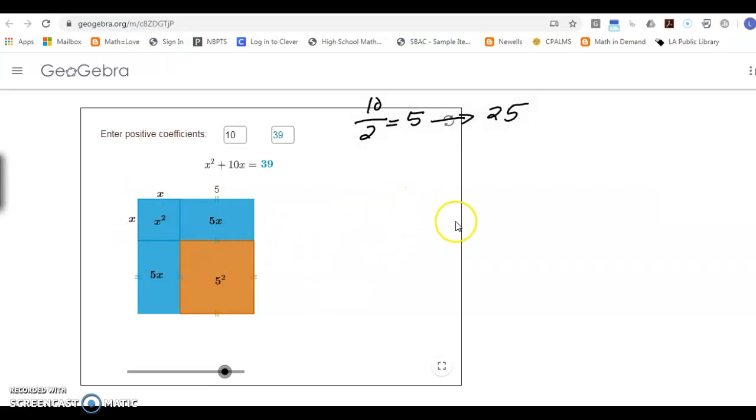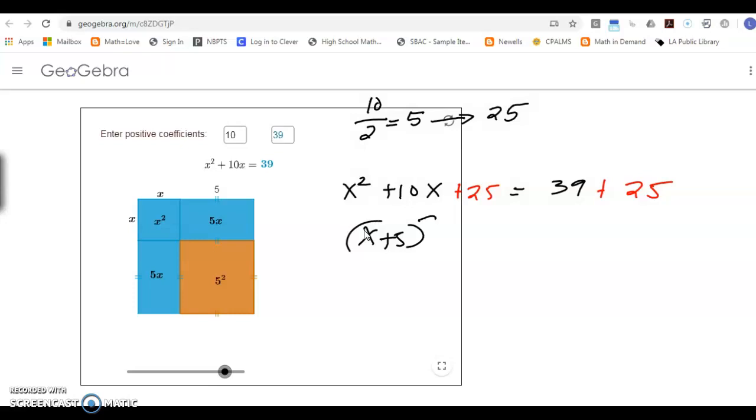Okay, so how do we now use that to solve? Going back, let's write down the original problem here. We added 25 to complete the square. So now this will become x plus 5, and that actually represents the dimension of this square right here, x plus 5 squared. And this is equal to, what's that, 14 carry 1, 64.